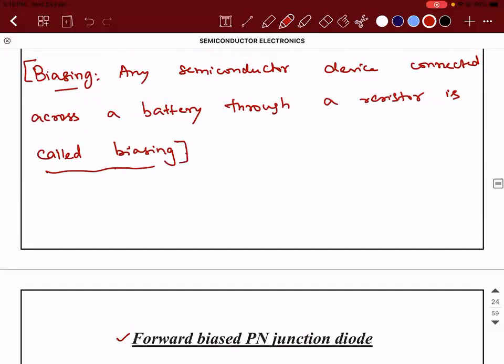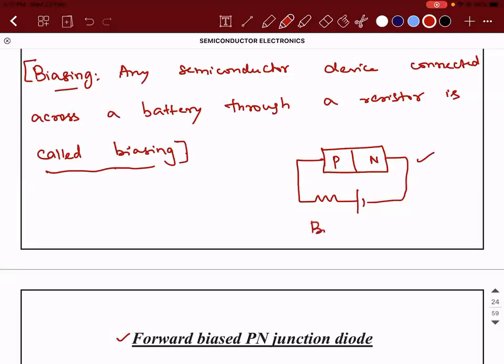Right. So basically what I'm trying to say is, you take a semiconductor device. Let's say you take a PN junction diode itself, and you take a resistor, and through that resistor you connect it to a battery. Then you can say that this PN junction diode is biased. Whether it is forward biased or reverse biased, that's a different story that we will discuss later.